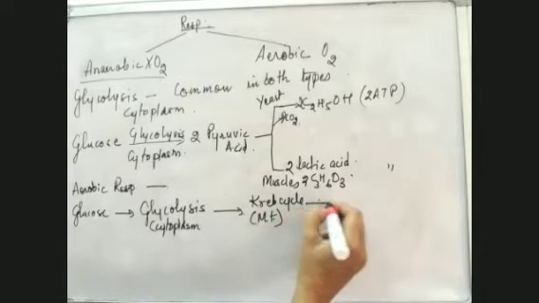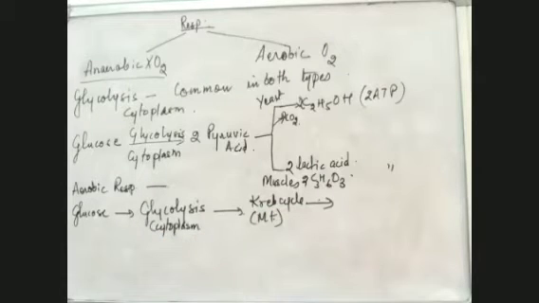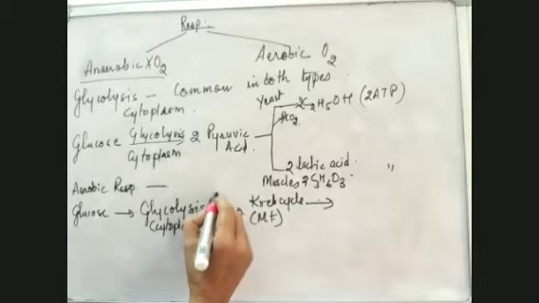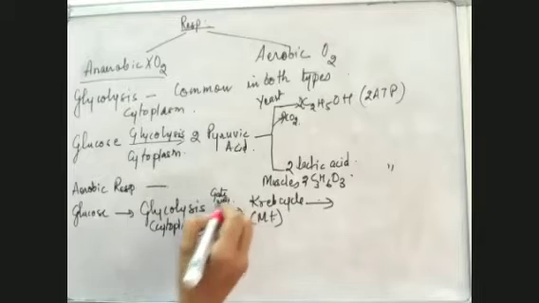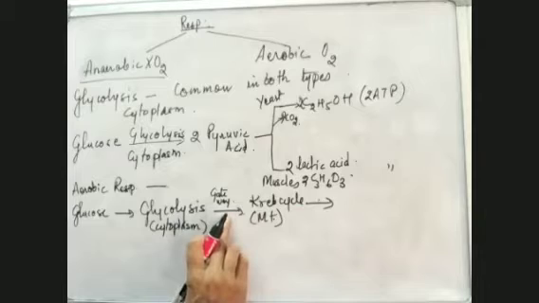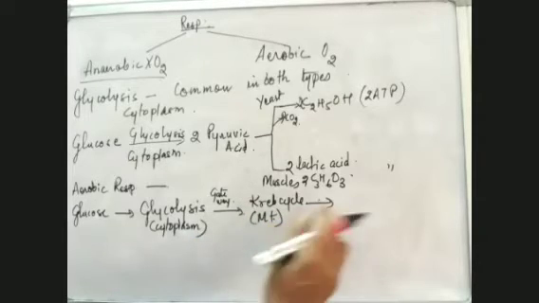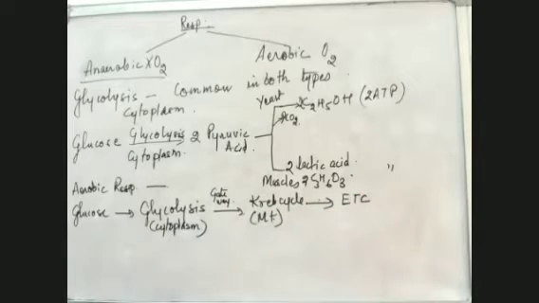As a result of this, pyruvic acid is produced, which goes through a gateway step, oxidative decarboxylation, and this pyruvic acid gets converted into acetyl coenzyme A, which then enters the Krebs cycle. After the Krebs cycle, it enters the electron transport chain, where the NADH2 which is produced splits and results in the formation of water.